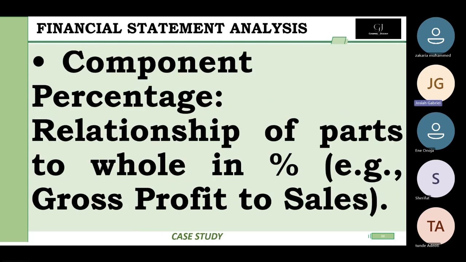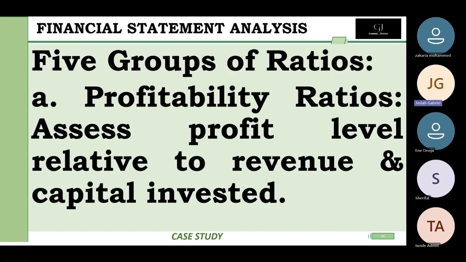We also have component percentage, talking about the relationships of parts to a whole in a ratio analysis or percentage of ratio analysis you're speaking to. So what's the percentage of gross profit to sales after you deducted your direct expenses, speaking to cost of sales? So the component percentage relationship to the part is very important. This is key. So we have 5 groups of ratios which we'll be looking at.